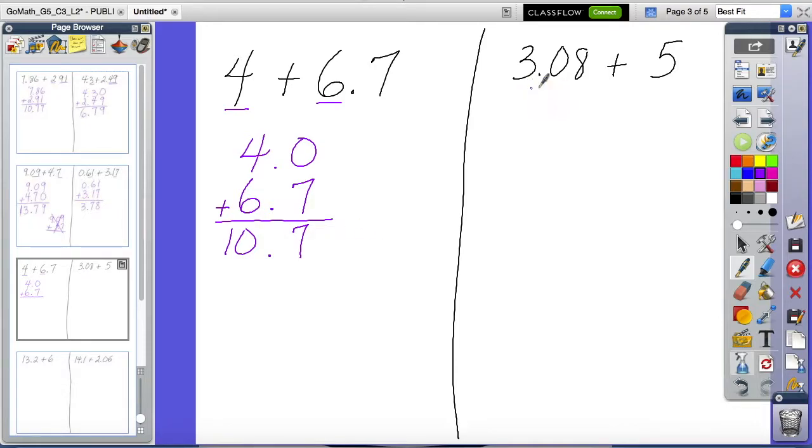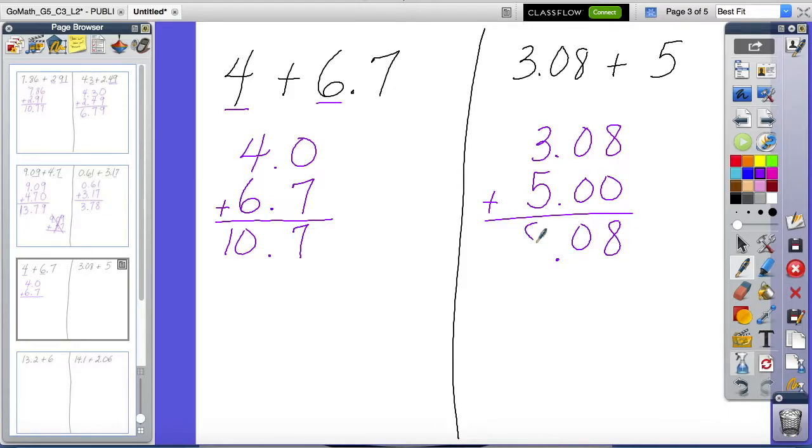On this problem, we have 3 and 8 hundredths plus 5. Again, we're adding a decimal number to a whole number. We have to make sure when we line the 5 up under 3 and 8 hundredths that we're putting the 5 in the ones place. We will add a decimal and zeros behind the 5 to fill in the extra decimal places. We bring the decimal down and we add: 8 and 8 hundredths.